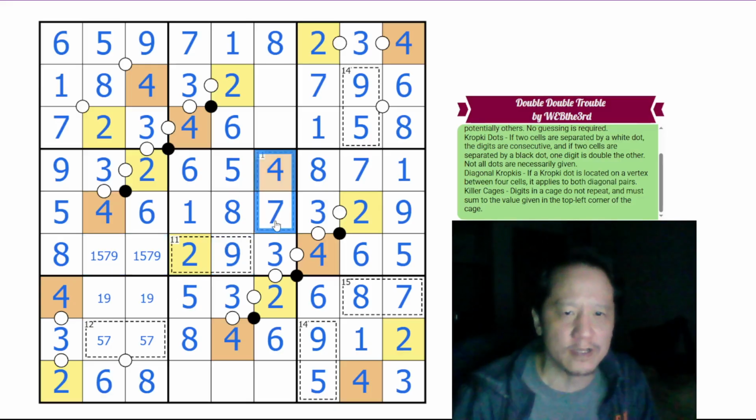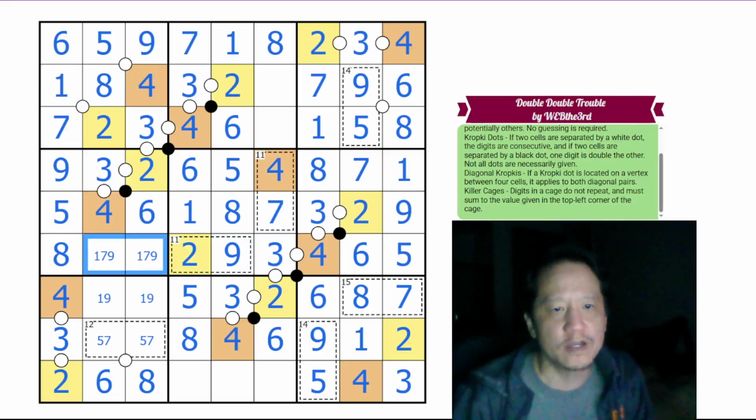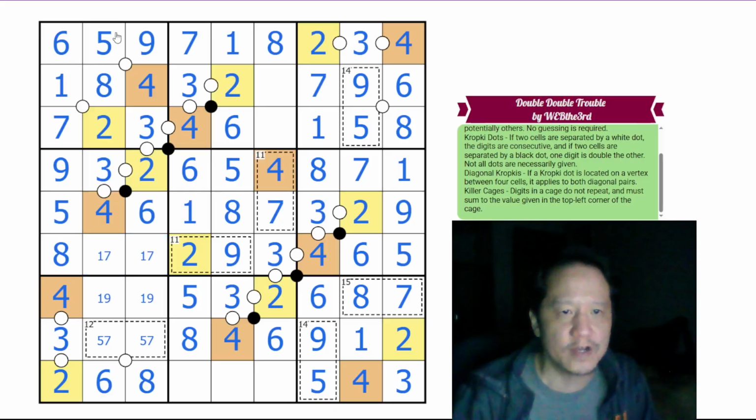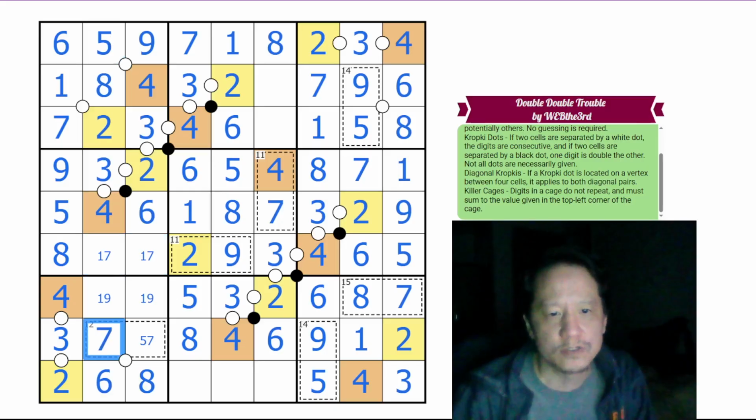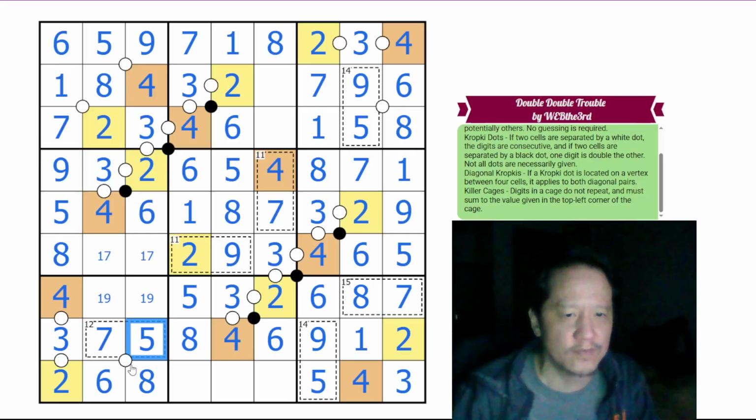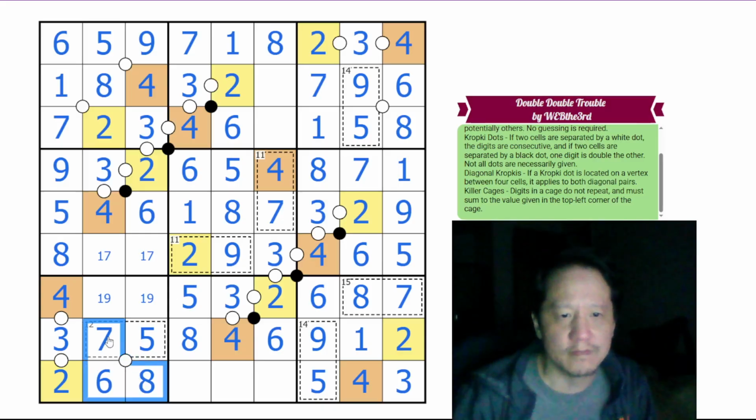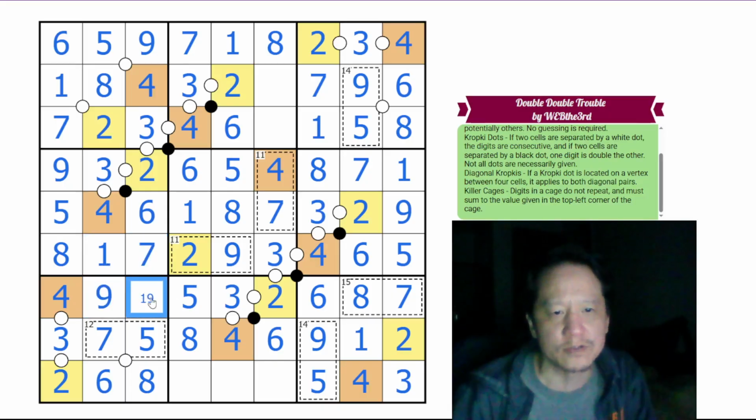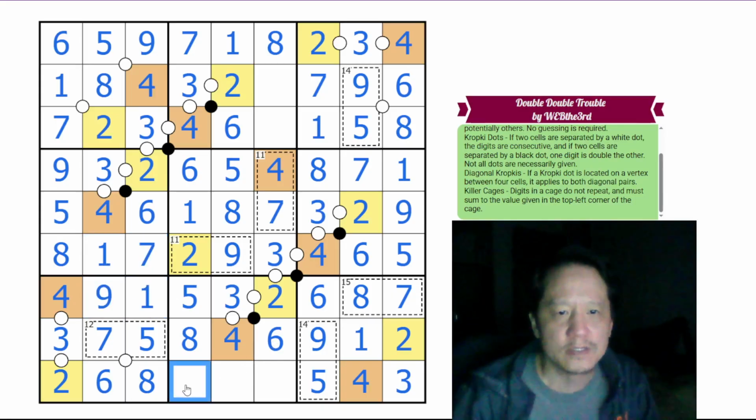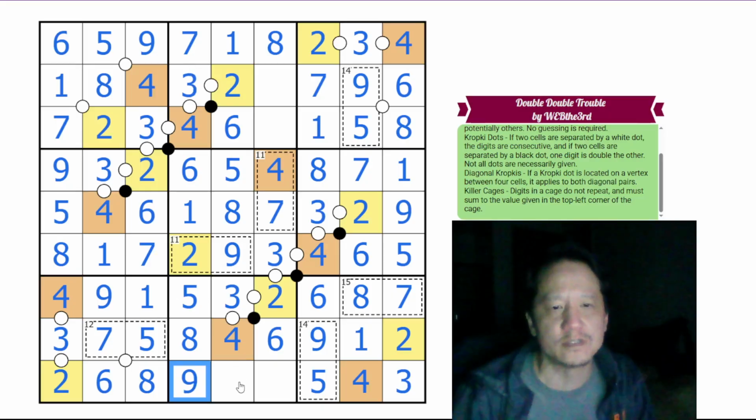But we already knew that from the cage. This can't be 5 or 9. It's 1 or 7. 5 eliminates 5 here. So that's 7, which makes this 5. That would have already been done by the diagonal key. 7 eliminates 7 here, so it's 1 and 7. 1 eliminates 1 here, so it's 9 and 1. This can't be 1 or 7, so that forces this to be 9.